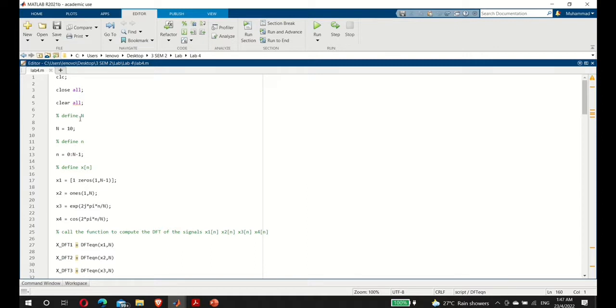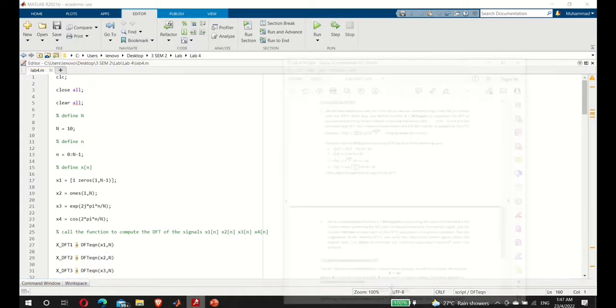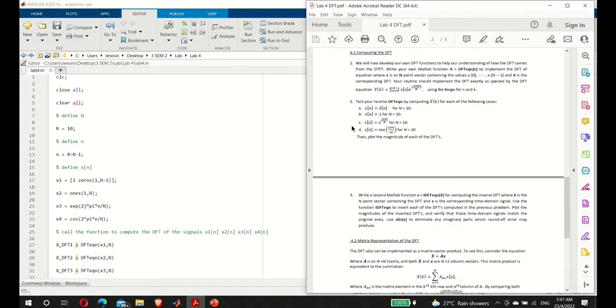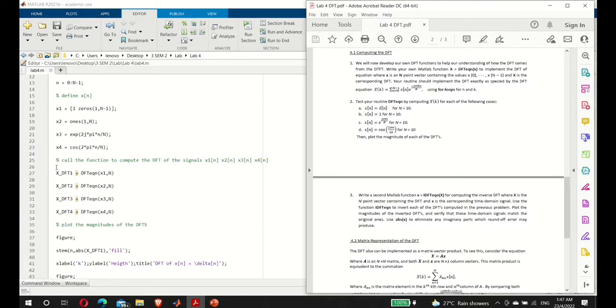Second, define n equals 0 to N minus 1 for loops. Continue with xn, same as the following cases in the procedure. So we discard one by one: x1, x2, x3 and x4. This time we call the function to compute the DFT of the signals x1, x2, x3 and x4 like this.